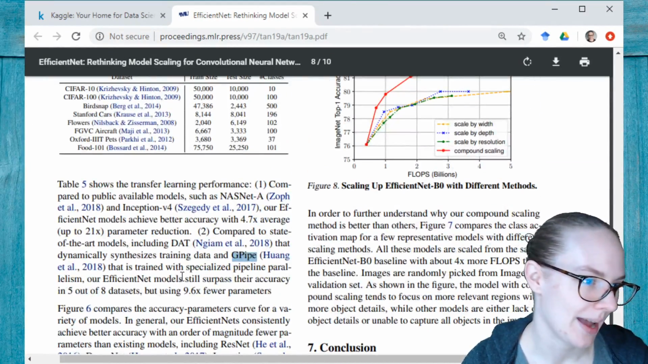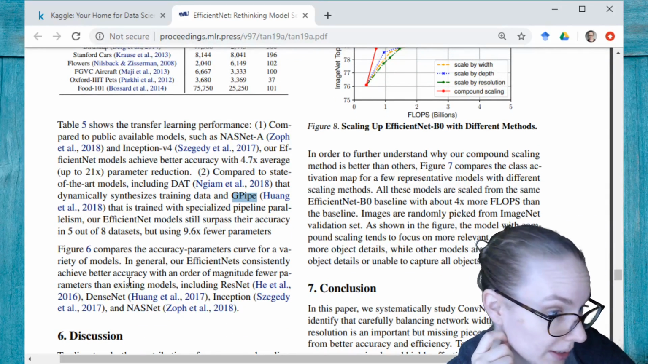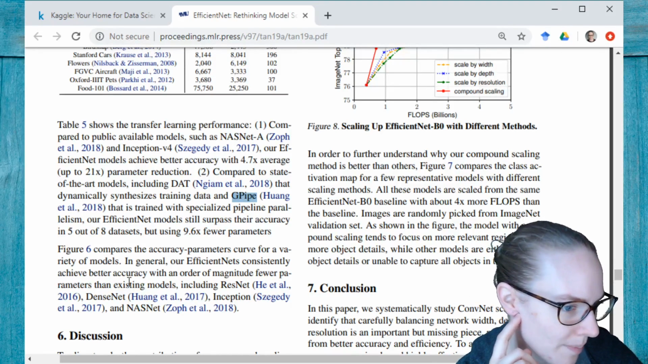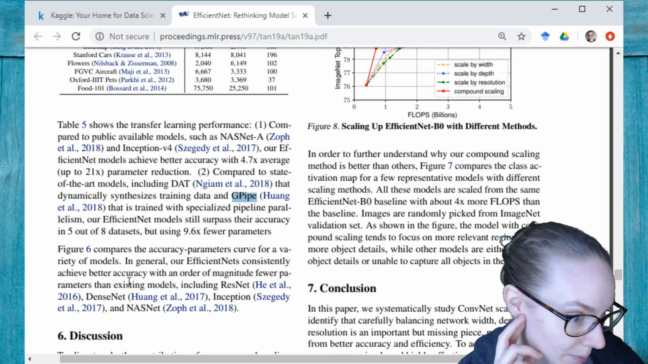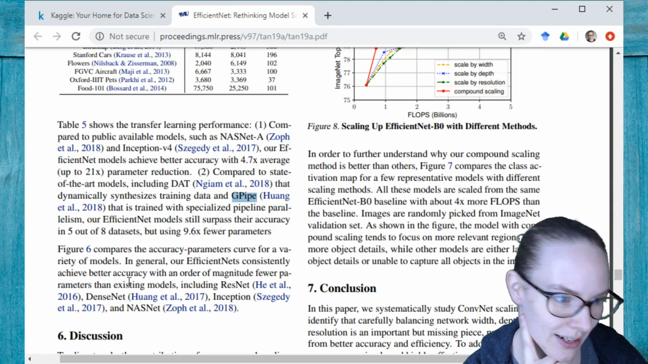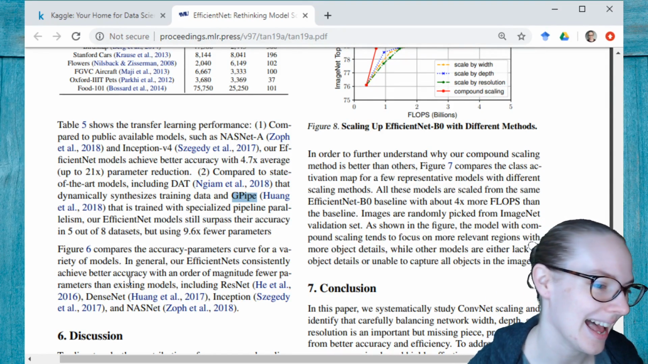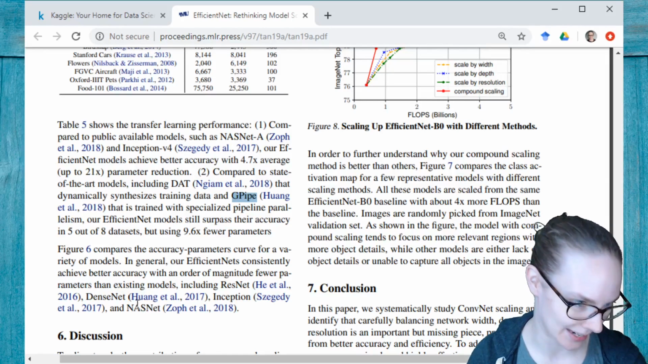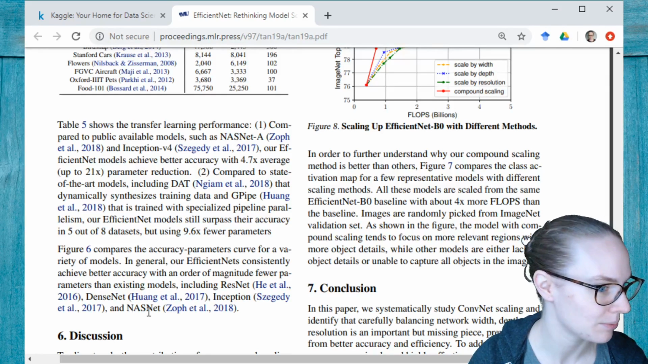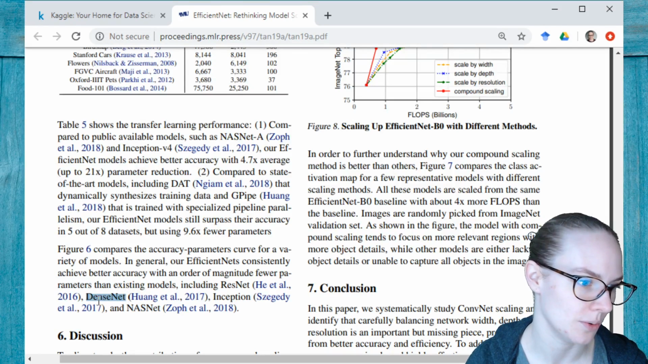Figure 6, and we can go back up and look at these figures, compares the accuracy parameter curves for a variety of models. In general, our EfficientNets consistently achieve better accuracy with an order of magnitude fewer parameters than existing models, including ResNet, He et al. 2016, DenseNet, Huang et al. 2017, Inception, Szegedy et al. 2017, and NASNet, Zoph et al. 2018. And as Thalas pointed out, these are also found through neural architecture search.